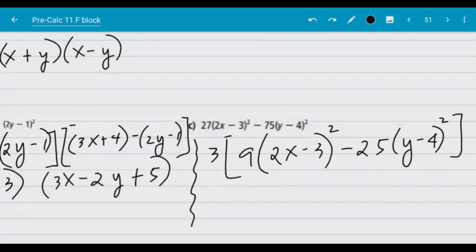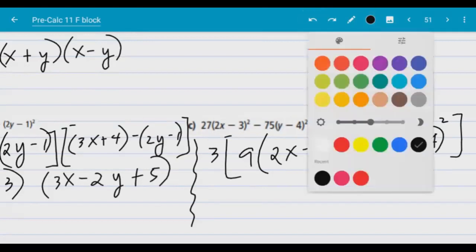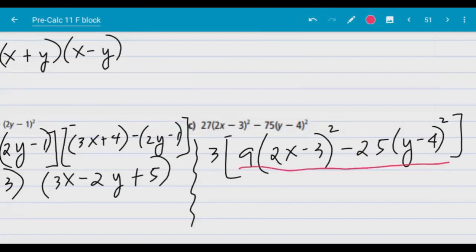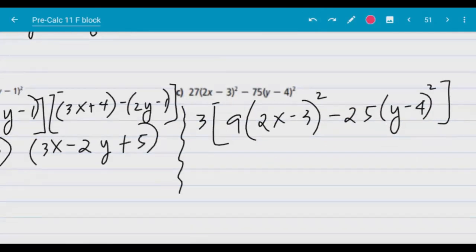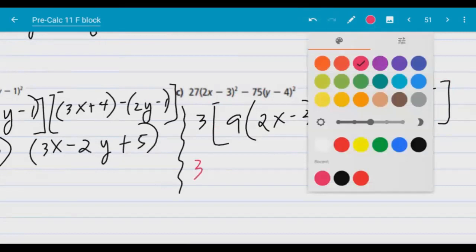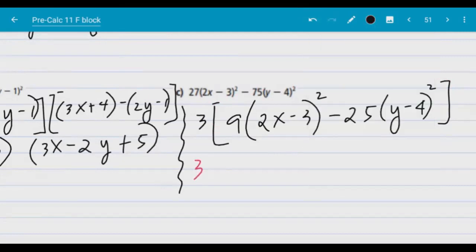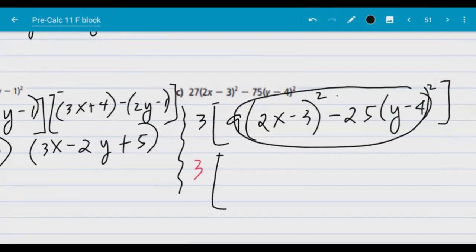So I just factored out the 3. We good? Okay. Now, guys, I want you to concentrate on this. That appears to be the difference of two squares because 9 has a square root, 2x minus 3 has a square root, 25 has a square root, y minus 4 has a square root. Okay. So what would it be? Let us factor the inside, all right? Which means inside this square bracket. So the 3 remains outside. I used a red one for that just to emphasize that the 3 is still there.